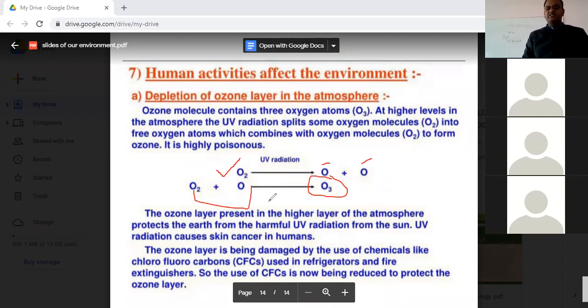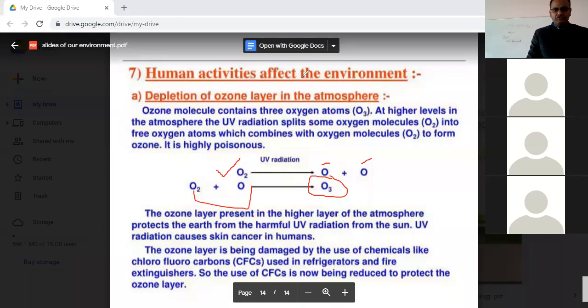Now this layer present in the higher layer of the atmosphere protects the earth from the harmful UV radiation from the sun. And if this layer is not present, or is depleting day by day, then what are the problems associated? Skin cancer, eye cataract, even skin diseases occur. Then comes the question: why is this ozone layer getting depleted?